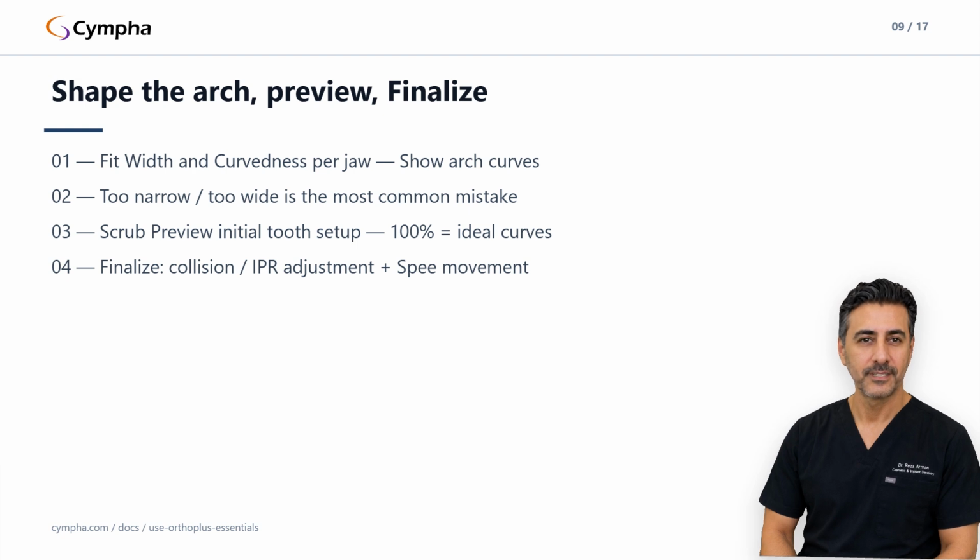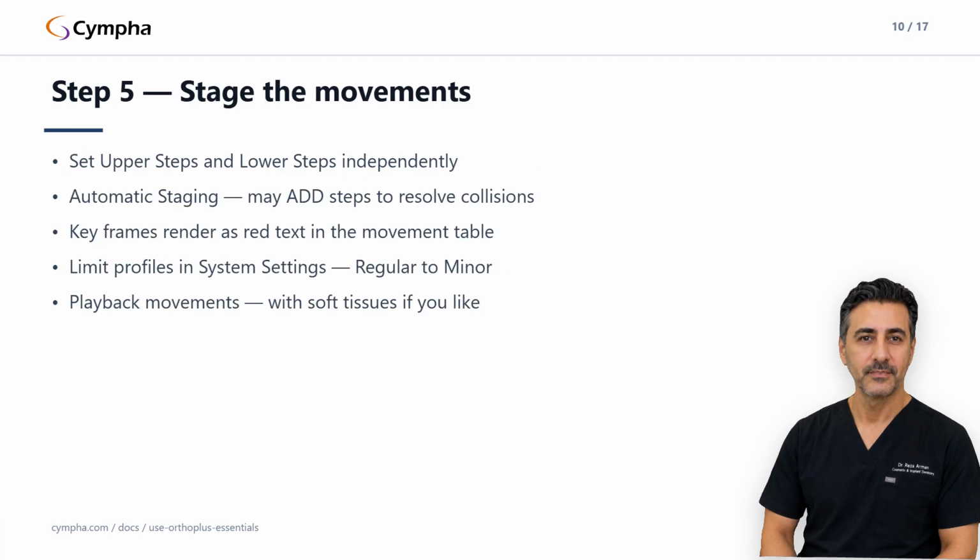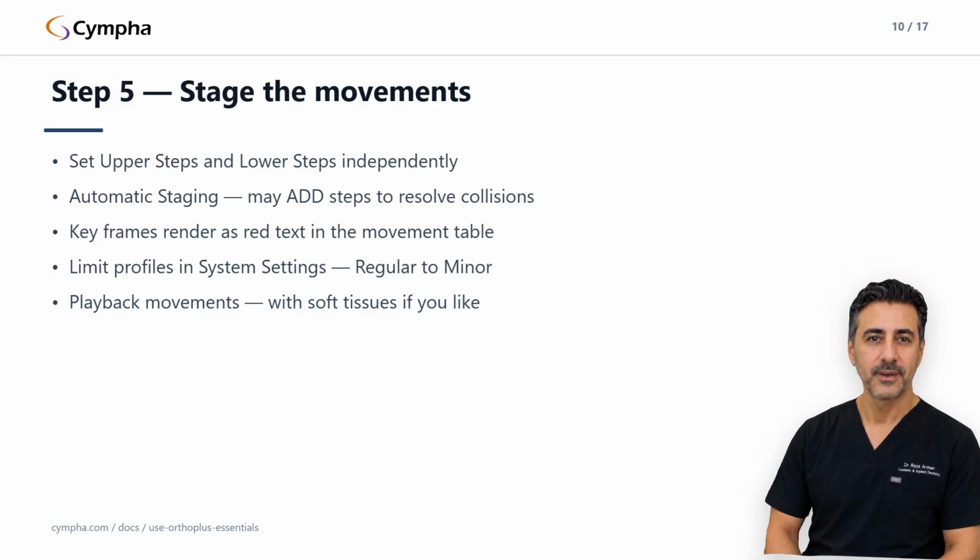What remains is how the teeth get there. Staging. Step 5. Movement planning. Set upper steps and lower steps, per jaw, independently. Then click Automatic Staging. It reruns all tooth movements, adjusts positions mid-simulation so every collision is eliminated, and sets key frames for each tooth, rendered as red text in the movement table.